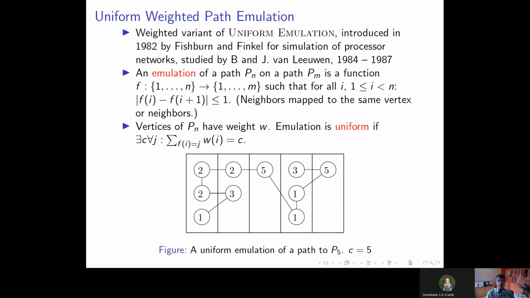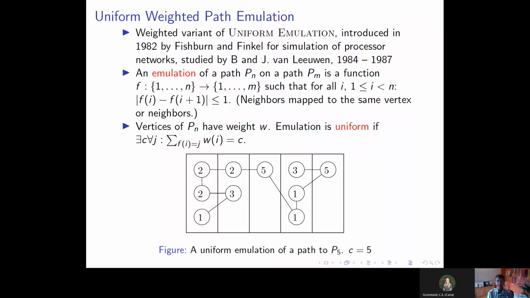Here, what is an emulation of a path on another path? We have a path and we map the vertices of the larger path to the vertices of the smaller path in such a way that neighboring vertices are either mapped to the same vertex or they are mapped to neighboring vertices. And you can see below an emulation of a path with 11 vertices on a path with 5 vertices.